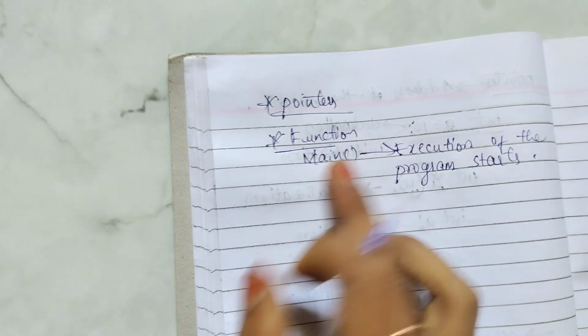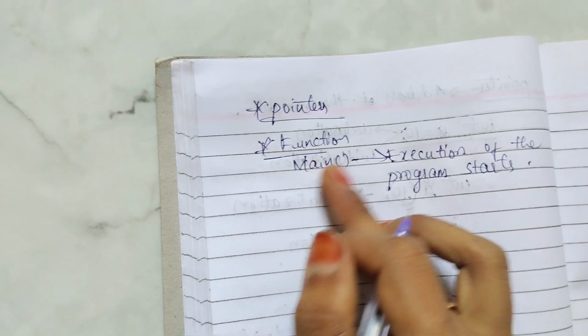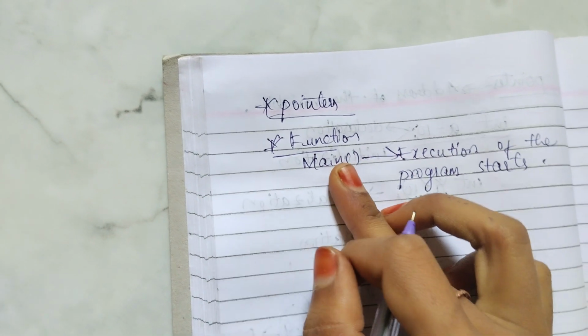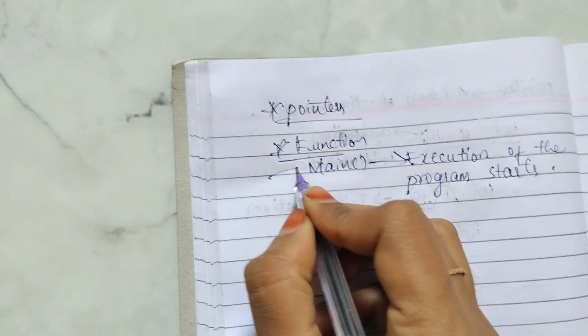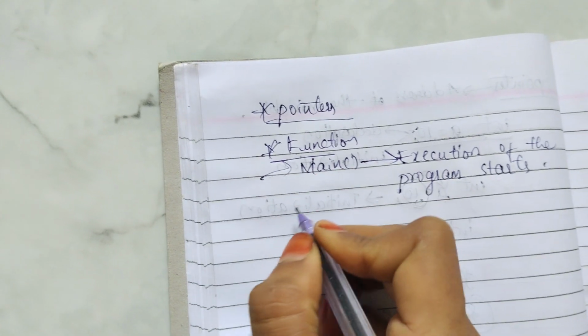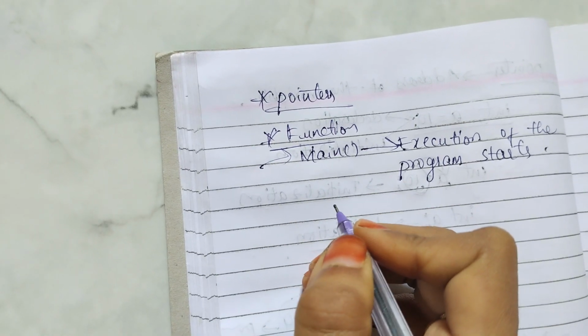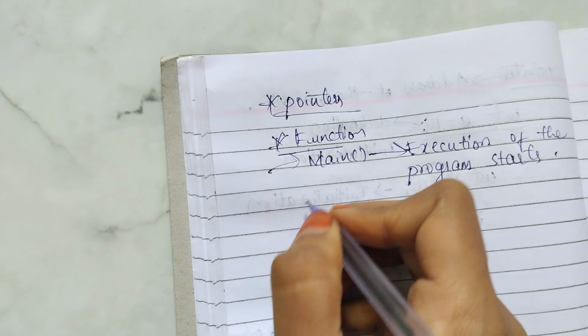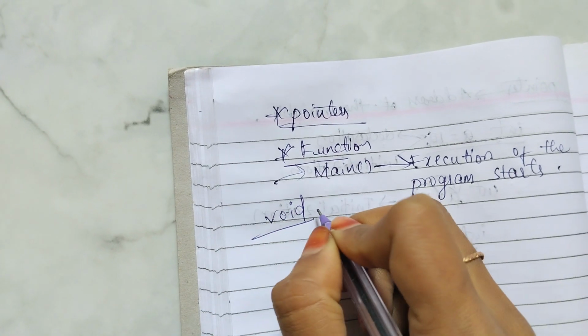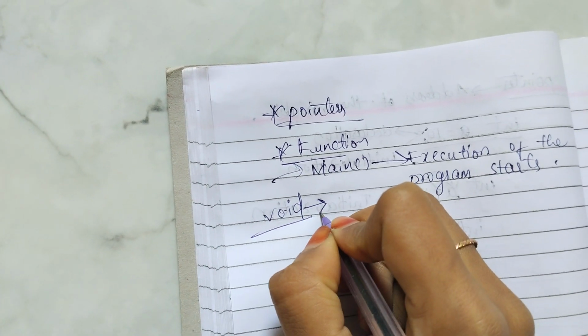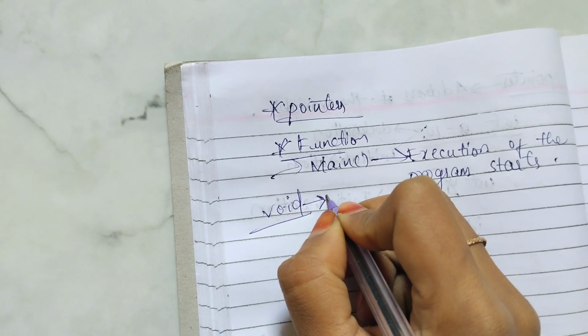I think you got this concept. From the main function only, the compiler starts executing. It will understand it has to execute from the main function only, because I will use many functions inside the program. For example, I'll take something void. Void means it will return nothing.